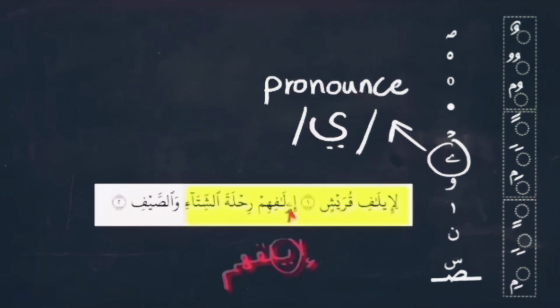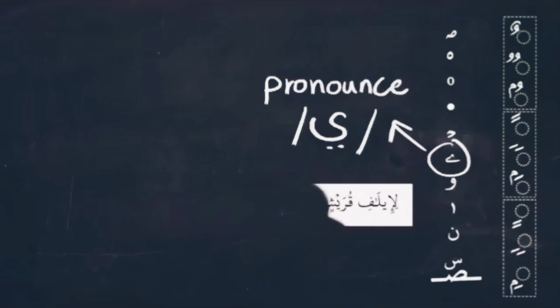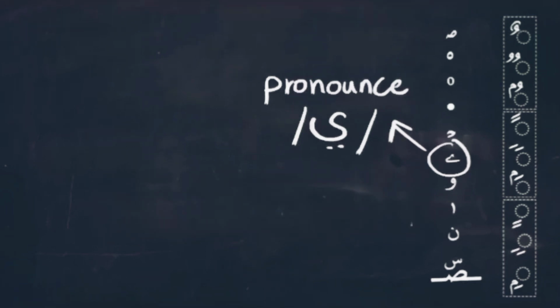But there is this sign which tells us that there is a ya that we should pronounce. Exactly like the ya in the first ayah, li'ilaf. So there is a ya here. This is a pretty common sign. Could be a little bit confusing if you forget to pronounce the ya in some positions.